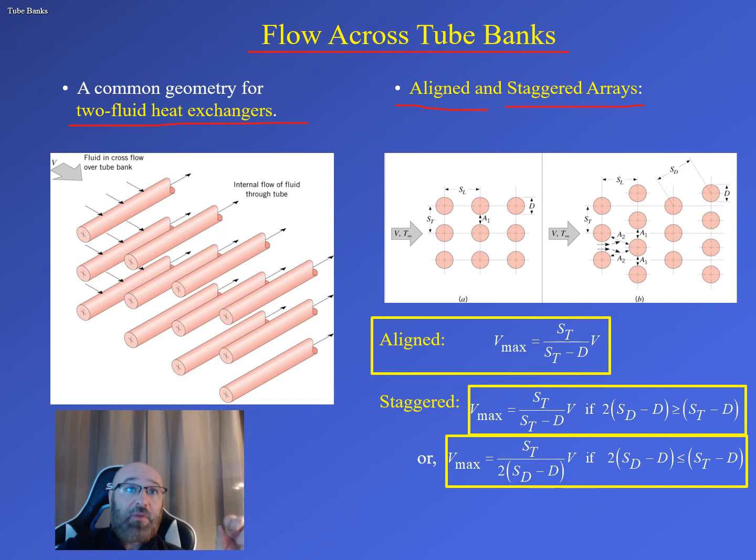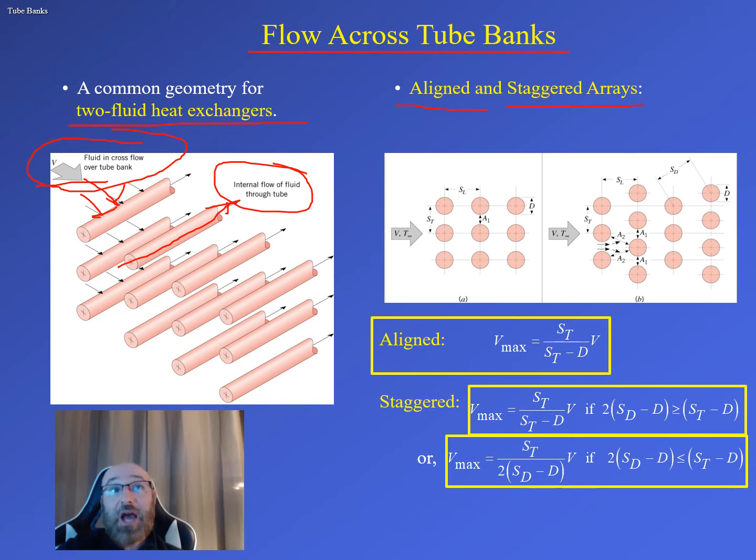So for either type of these, what we can see is you have this fluid in cross flow over the tube bank. Cross flow means that this is going to be running perpendicular to the tube bank, where the internal flow of the fluid running through the tube is going to be perpendicular to that. So this is, again, common for our two-fluid heat exchangers. Now let's talk about these different types of arrangements. You can either have aligned or staggered arrays.